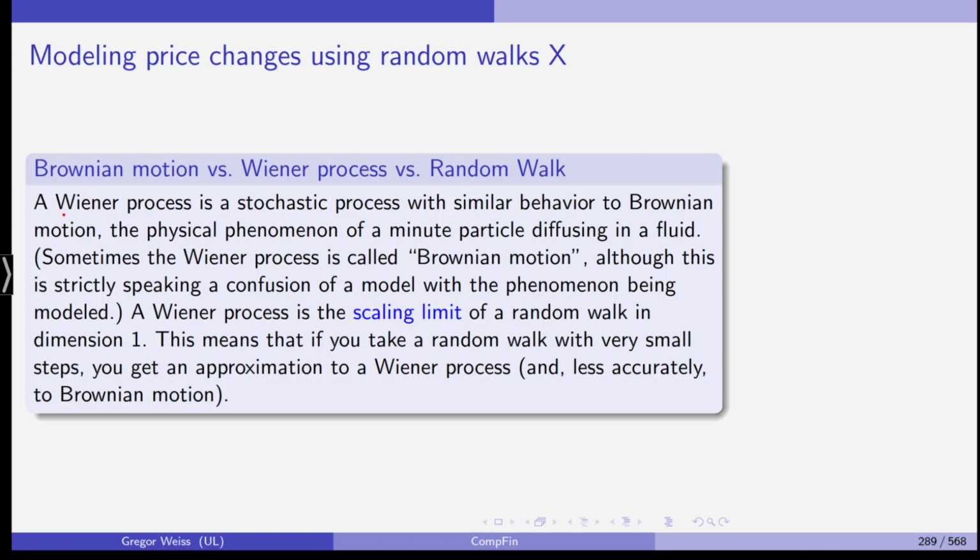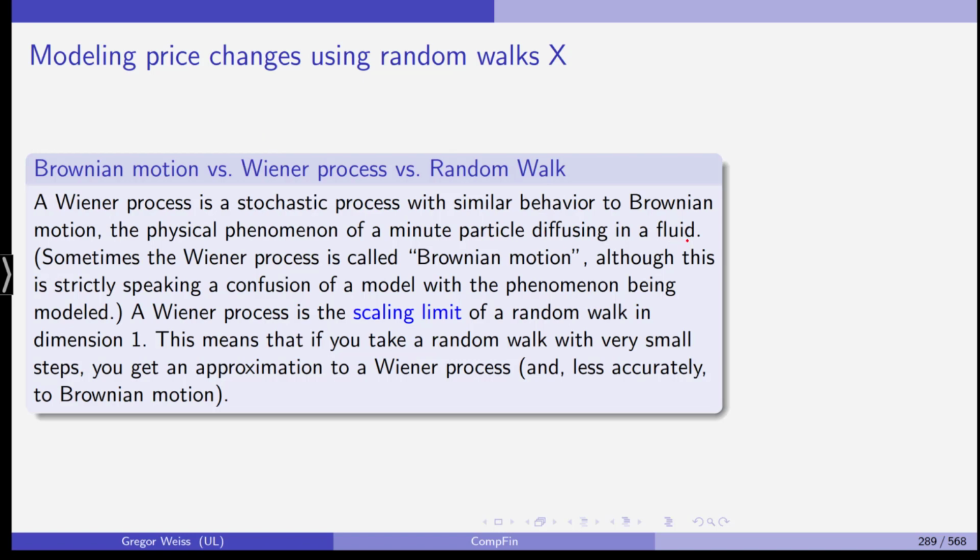Now, the Wiener process is a stochastic process which has a similar behavior to Brownian motion, and can be used to model Brownian motion, which is the physical phenomenon of a minute particle diffusing in a fluid. For example, if you were to take red water and put it into blue water, you would see that they would mix, and how these particles diffuse in a fluid is Brownian motion, and this can be modeled by a Wiener process.